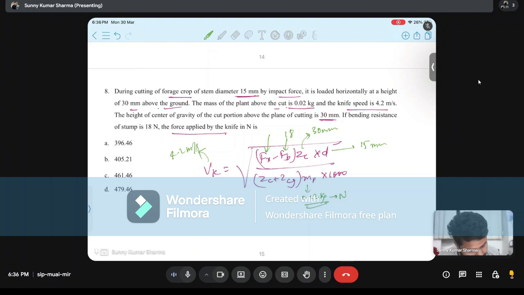The height of center of gravity of cut portion over plane of cutting. So ZCT is 30 mm and ZC is 30 mm. The bending distance is 18. That is in this efforts. So everything is given.